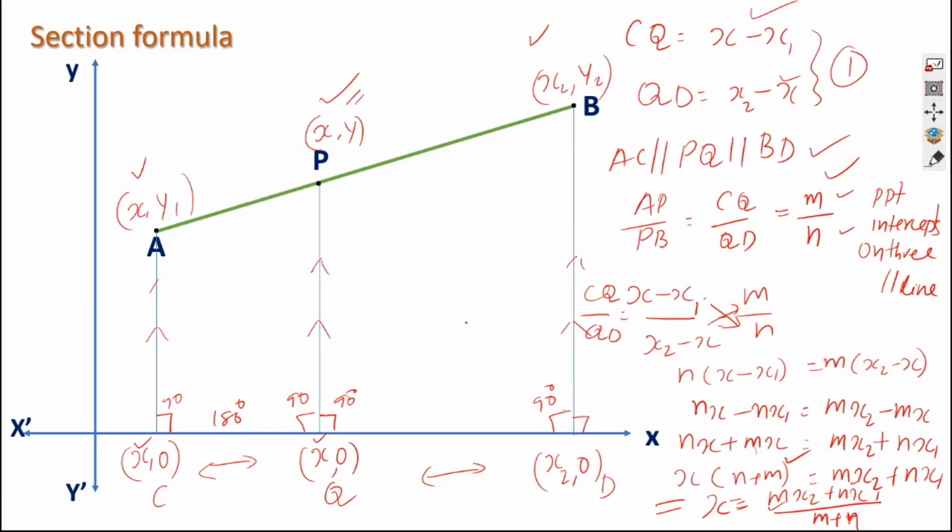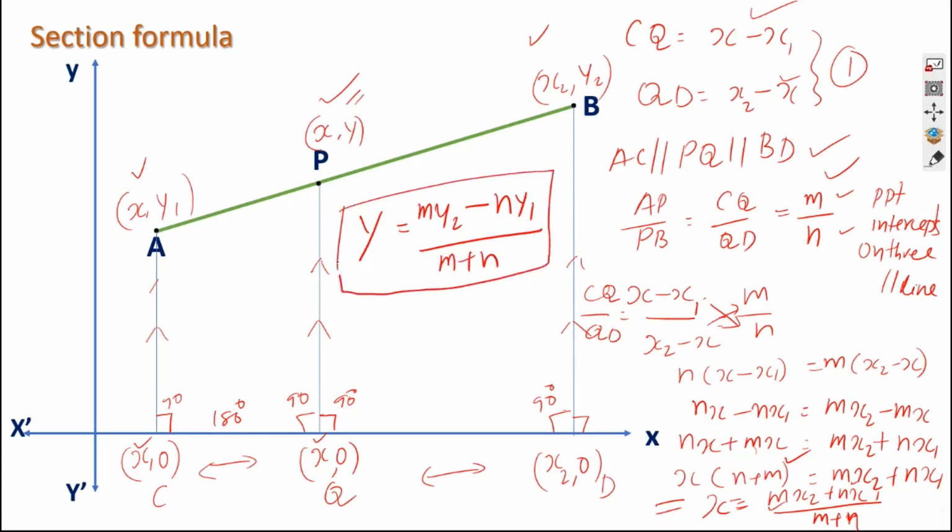So how the formula will be, for your convenience of seeing it, I am writing it over here. It will come like this. Instead of x it will be y, and instead of mx2 it will be my2. Instead of nx1 it will be ny1, and instead of m plus n it will be m plus n. You can simply write n plus m or m plus n. So even the formula for y can be derived.